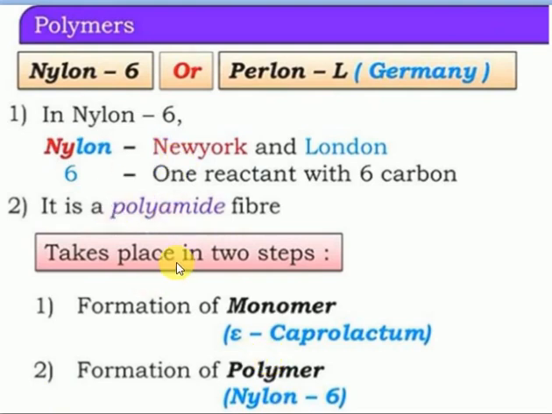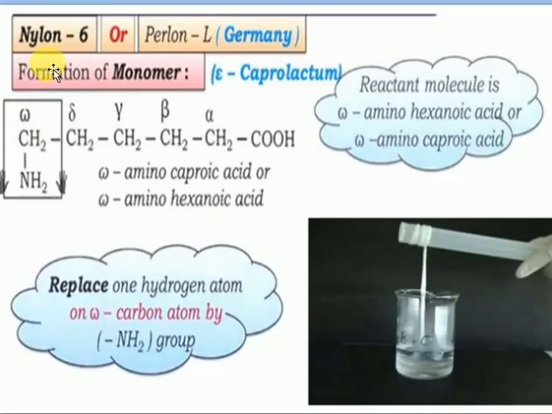Remember students, nylon 6 is nothing but an amide polymer and a condensation polymer only. Next, you can see the steps that take place here. You could see nylon 6 is also called perlon, the general name for nylon 6.